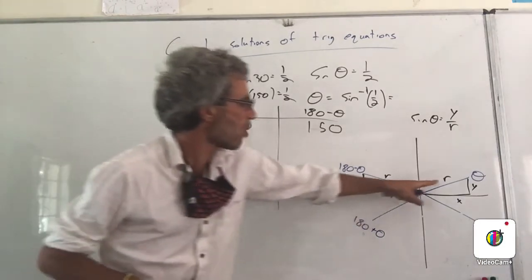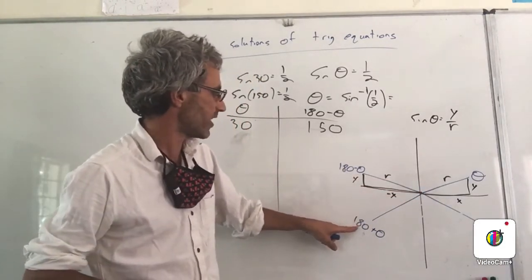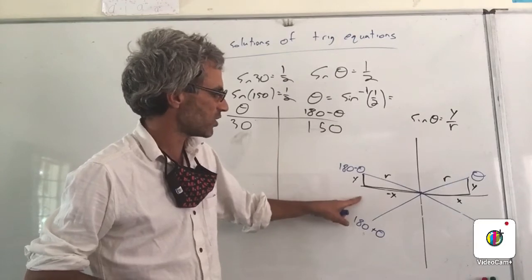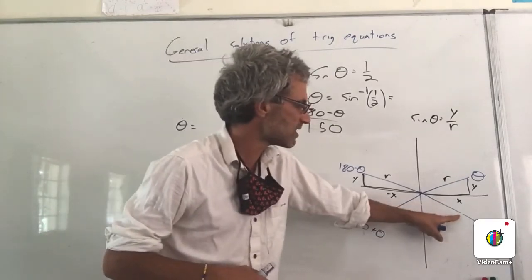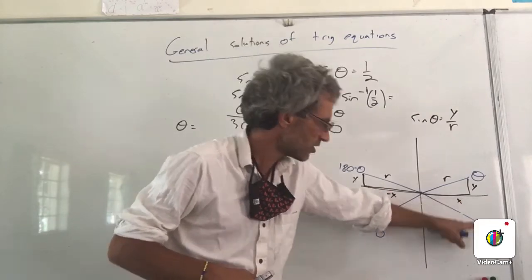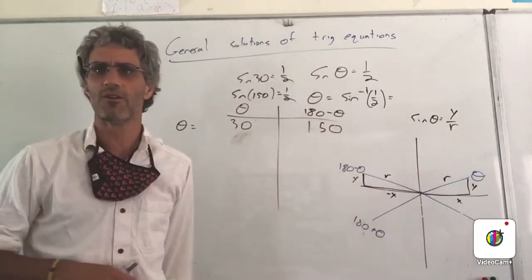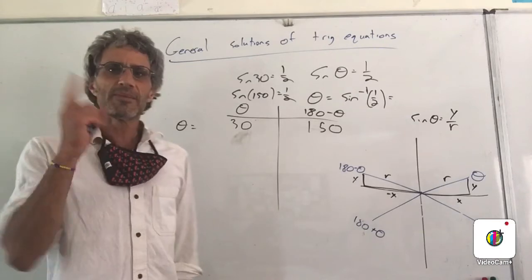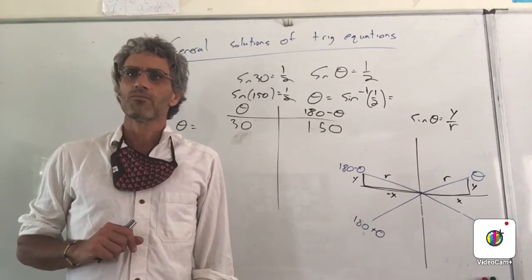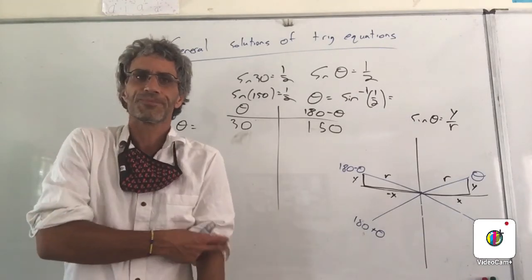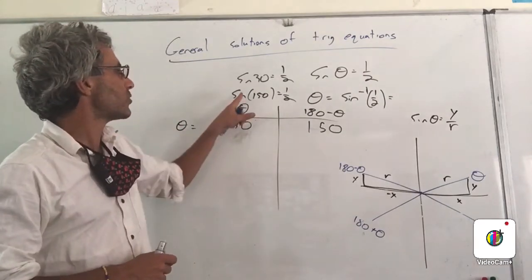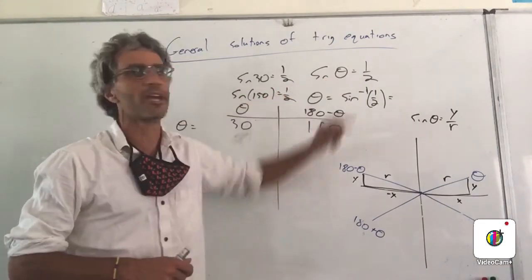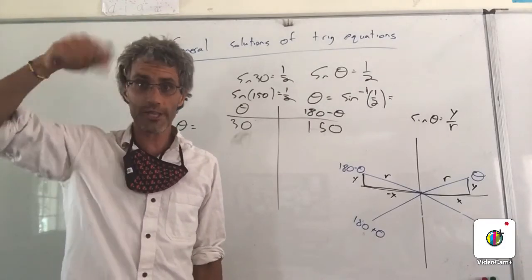I can try 180 plus 30, 210, but that's not going to be half. That's going to give you minus half, because y is negative. I can try 360 minus 30, which is 330, but again, that's going to be negative half. But I'm saying now there are more angles. What do you mean more angles? There are more angles that if you put sine of the angle, you get half. We learned it this year.